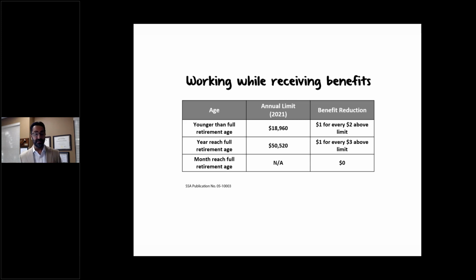And this is where Warren Buffett, as an example, one of the wealthiest individuals in the world, is getting his full Social Security benefits while he has everything else, all the wealth and all the income that he has.